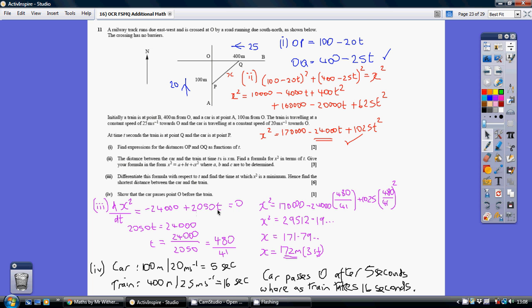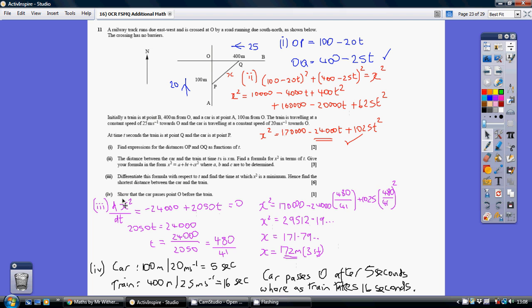Adding 2050t to both sides, then dividing by 2050, we get t being 480 over 41. So that's the time when x squared is a minimum. Taking that time and substituting it into our x squared equation, I get this. That gives me x squared being 29,412, so x being 171.79 when I've square rooted, which is 172 meters to 3 significant figures.